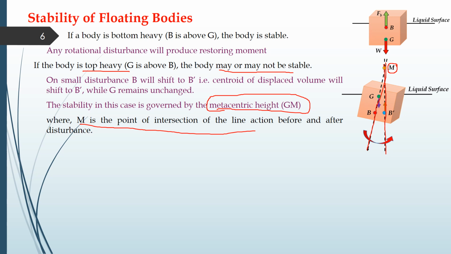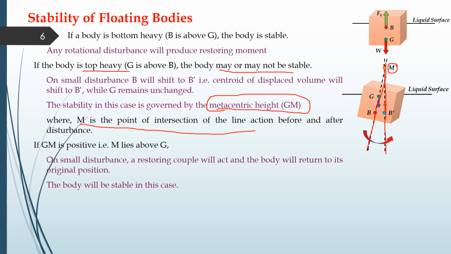So now this metacenter basically will decide whether the floating ship will be stable or not. The location of this point will decide. So now, if GM is positive, which means M is in the upward direction. If M lies above G, then we can say GM is positive. And if M lies below G, then we can say that GM is negative.